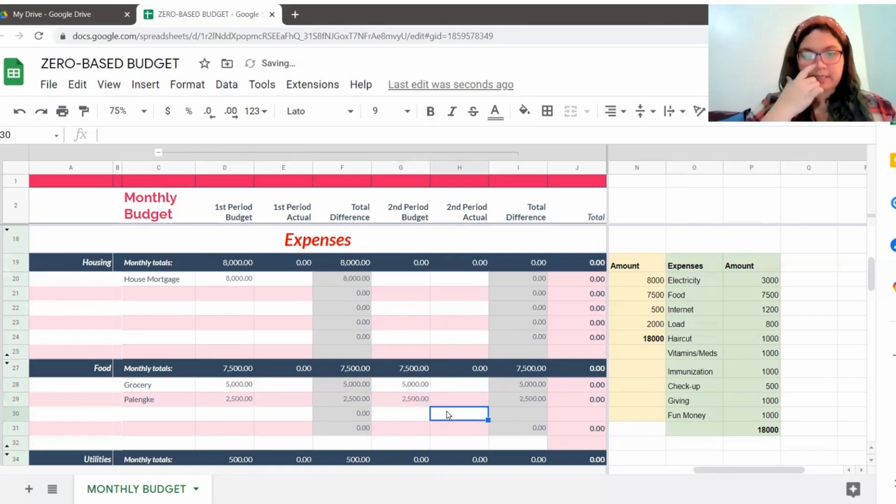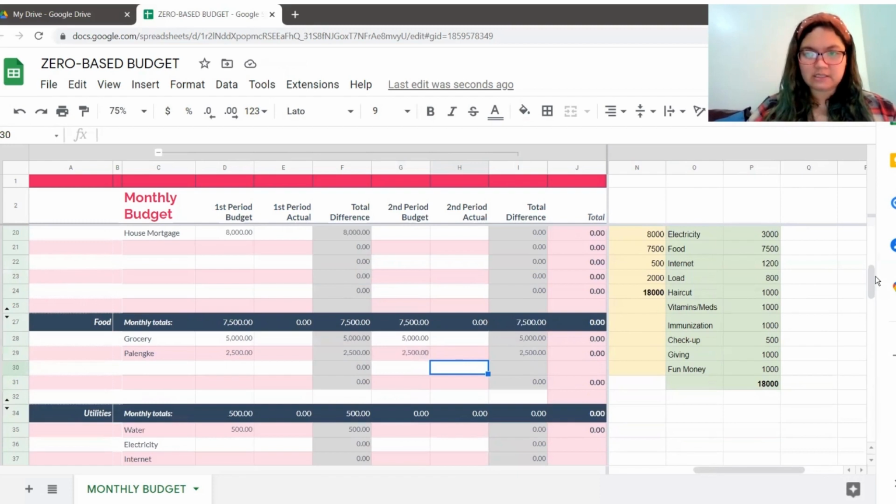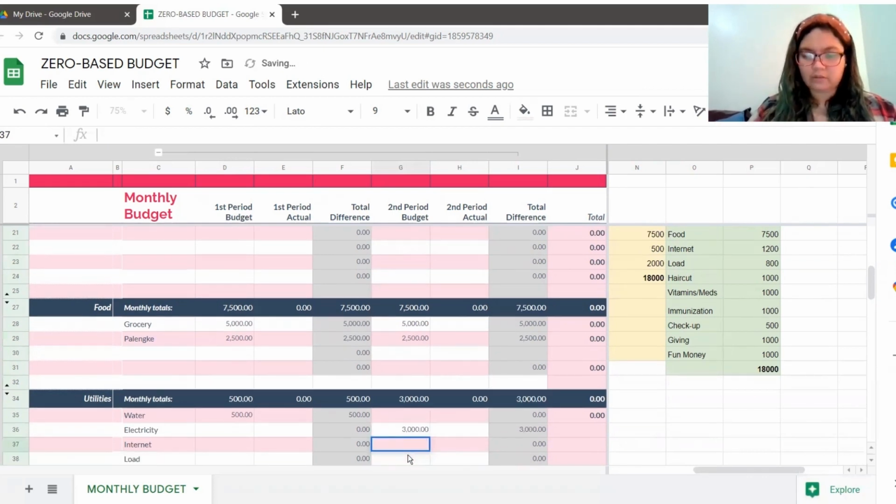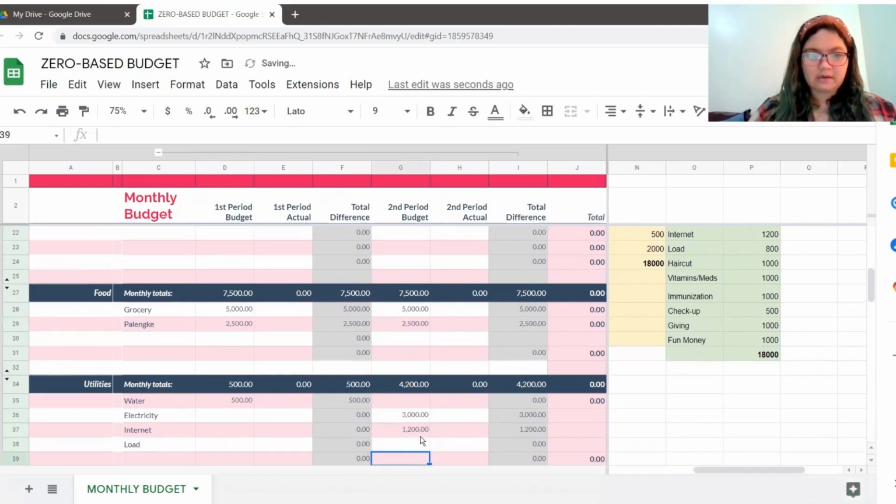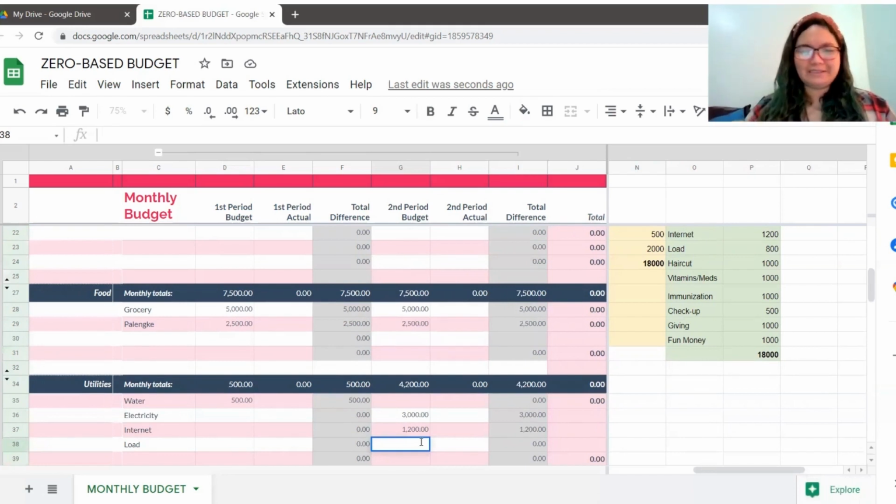Okay? Ayan. Tapos, yung bills ay utilities naman, electricity, internet, and load ng cellphone. Okay? So, yung ating electricity ay worth 3,000 pesos. Internet ay 1,200. Okay, and ang load ay 800 per month. So siguro silang dalawa gumagamit ng Go 99.